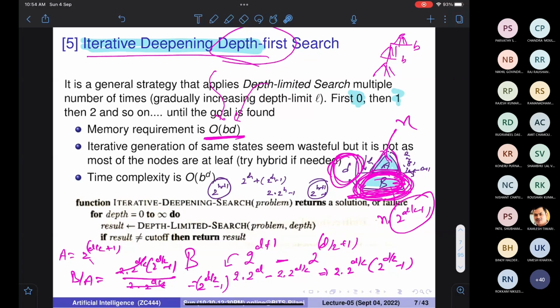Okay, so what is the time complexity? Time complexity is, because ultimately you have to evaluate all the items, going to be B to the power D. Makes sense? Any questions?